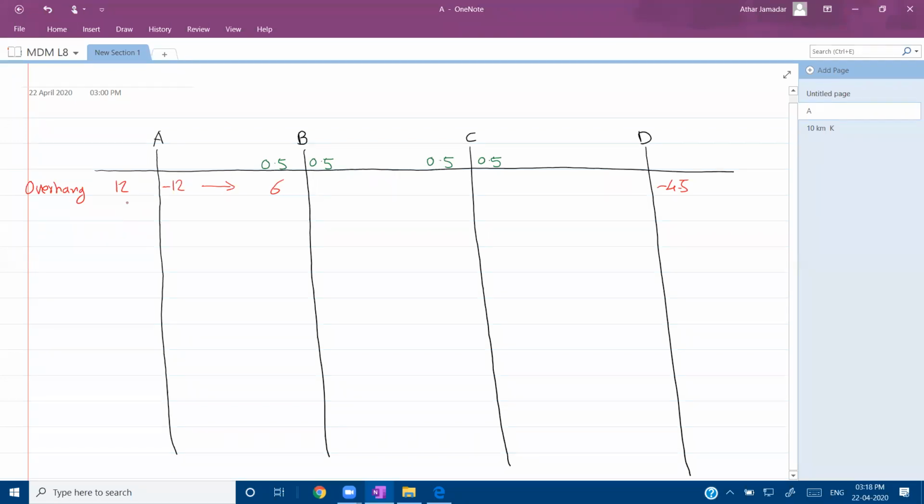Now similarly at joint D, on the right side of D, there is a moment of minus 4.5 kilonewton meter acting. So we have to add the same value with opposite sign, so plus 4.5, and half of that should be carried over to the nearest support. That means this will be 2.25 kilonewton meter. So this is nothing but balancing of overhang. So here the overhang problem is completely over. That means after this we don't need to bother about this overhanging support.